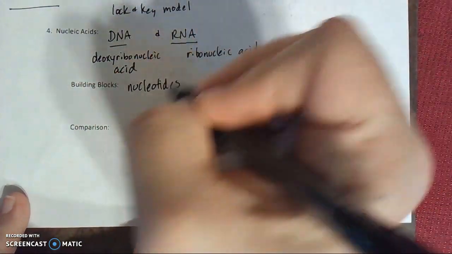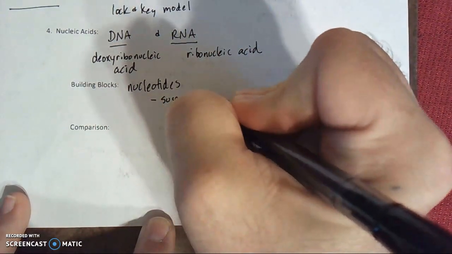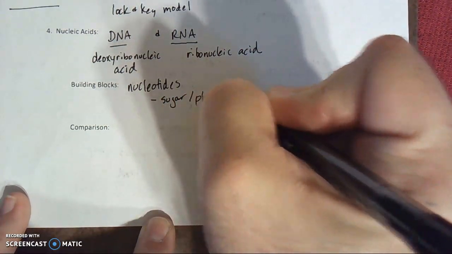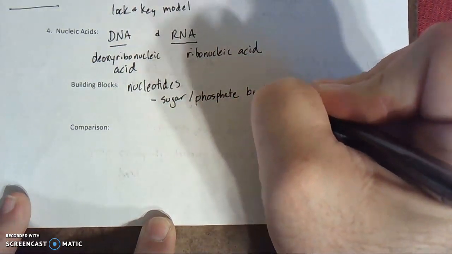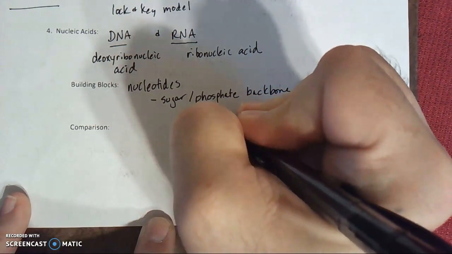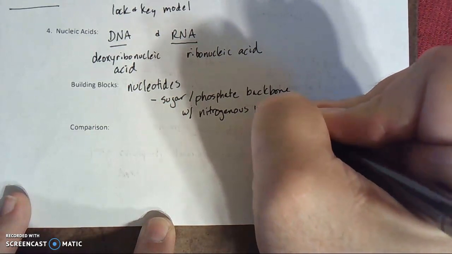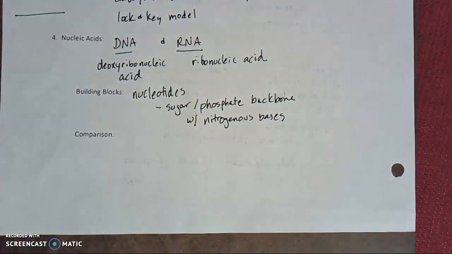And a nucleotide is something that has a sugar, phosphate, backbone with nitrogenous bases present. If you remember, those nitrogenous bases were the A's, the T's, the C's, the G's, and U's.